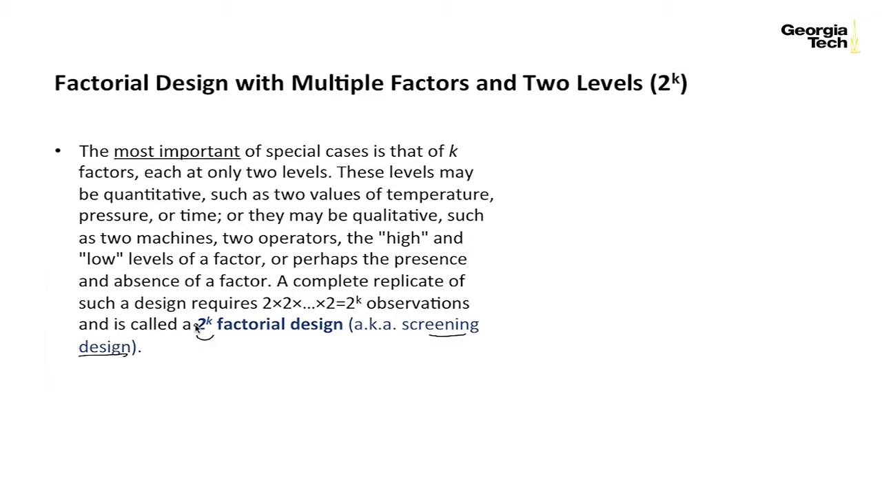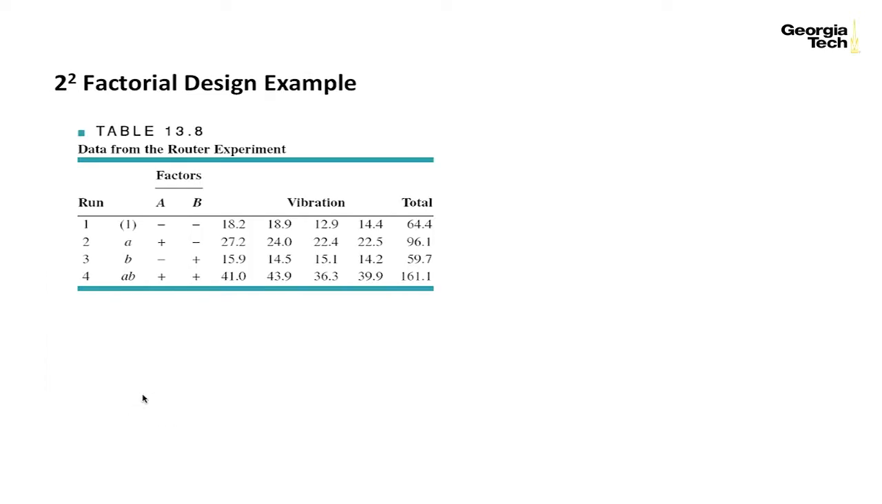2 to the power of k: 2 is the number of levels and k is the number of factors. So we have k factors and 2 levels. Here is one example. Let's say we have 2 factors in a router experiment, and the response variable is vibration. We want to measure the amount of vibration and see whether these 2 factors are significant or not. So in this experiment, k, the number of factors, is 2. Level is also 2. So we have a 2 to the power of 2 design, which is 4 treatment combinations.